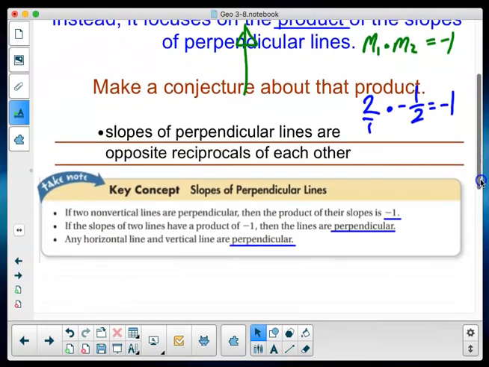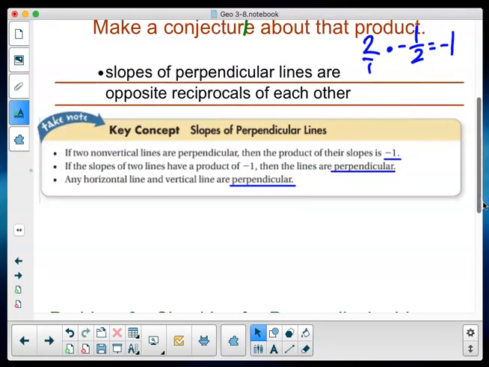Moving on, key concepts: slopes of perpendicular lines. Remember, if two non-vertical lines are perpendicular, then the product of their slopes is -1. And if the slopes of two lines have a product of -1, then the lines are perpendicular. Please notice that these are converses of each other. And then any horizontal line and vertical line are perpendicular.